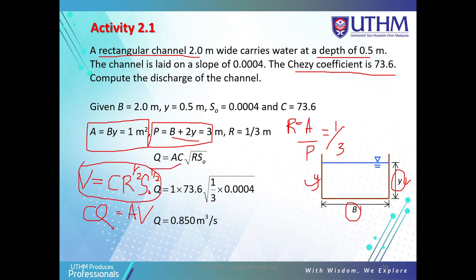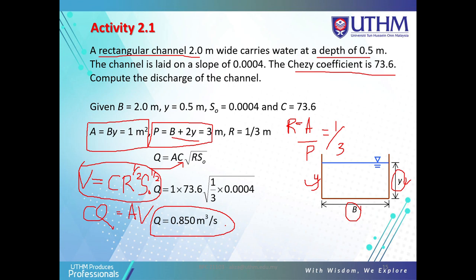Put it into this equation. Okay, that's why you get Q is equal to A times C, this one. So you put all the parameter values here. So we get Q is 0.850 meter cube per second.